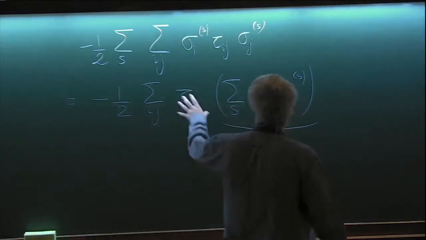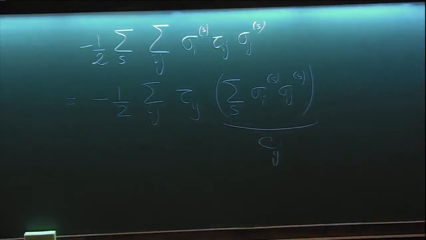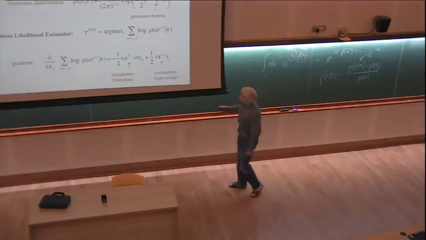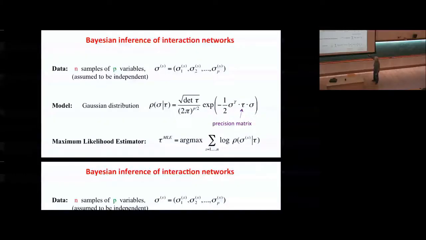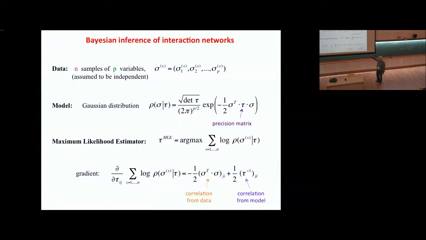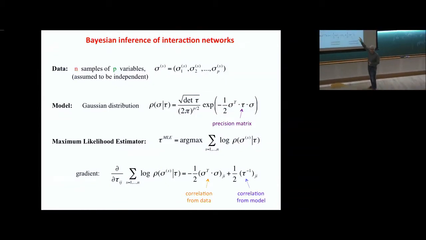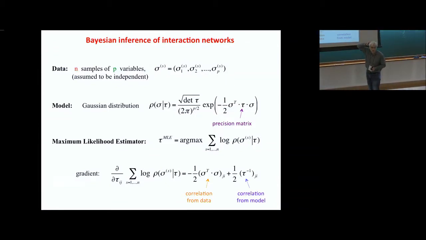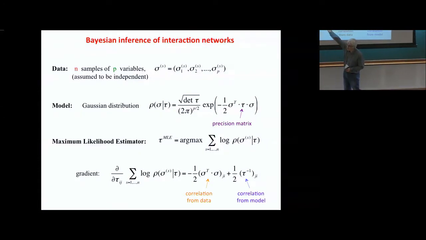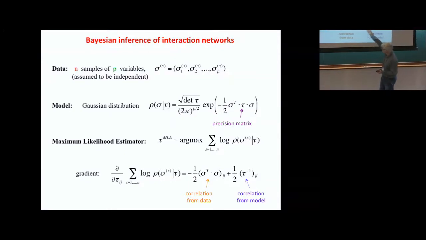So if I differentiate with respect to tau ij, I will get this term, correlation ji. And then I also have this term, the square root of the determinant of tau. I take the log, so I have 1/2 log det tau, which I differentiate with respect to tau ij, and this gives me the inverse of tau, element ji. Everybody agrees with this formula? When you differentiate the log of the determinant of a matrix, you get the inverse of the matrix. And at the maximum, of course, the gradient should vanish. So the sum of the two terms should be zero for all i and j. And what does that mean?